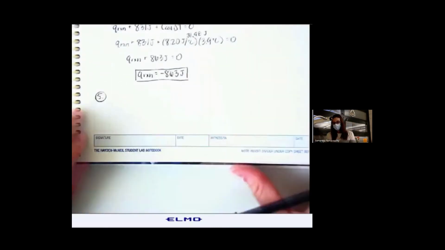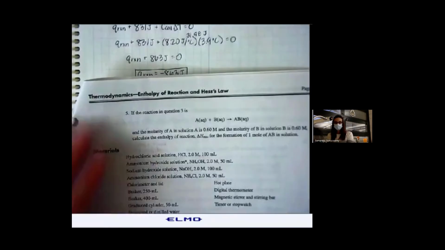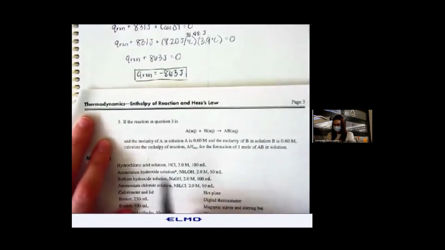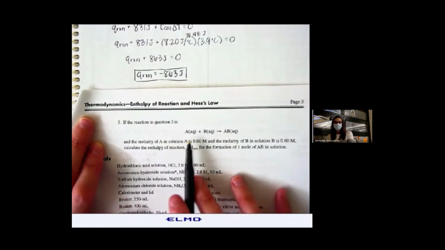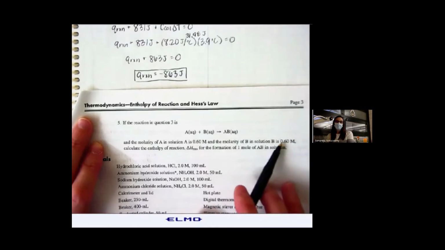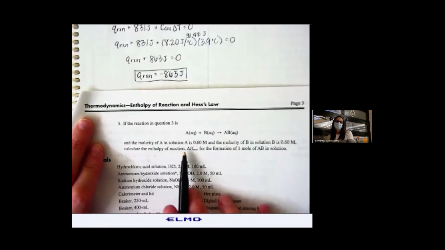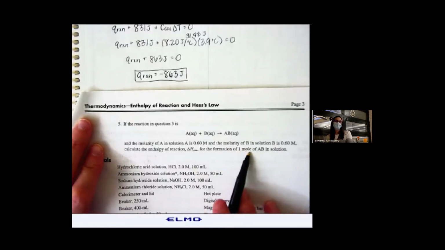Pre-lab question number 5 says, if the reaction in question 3 is A plus B yields AB, and molarity of A is 0.6, molarity of B is 0.6, calculate the enthalpy of reaction, so delta H, for the formation of 1 mole of AB. So now what we want is kilojoules per mole of AB. That's what this is asking for. Kilojoules per mole of AB.